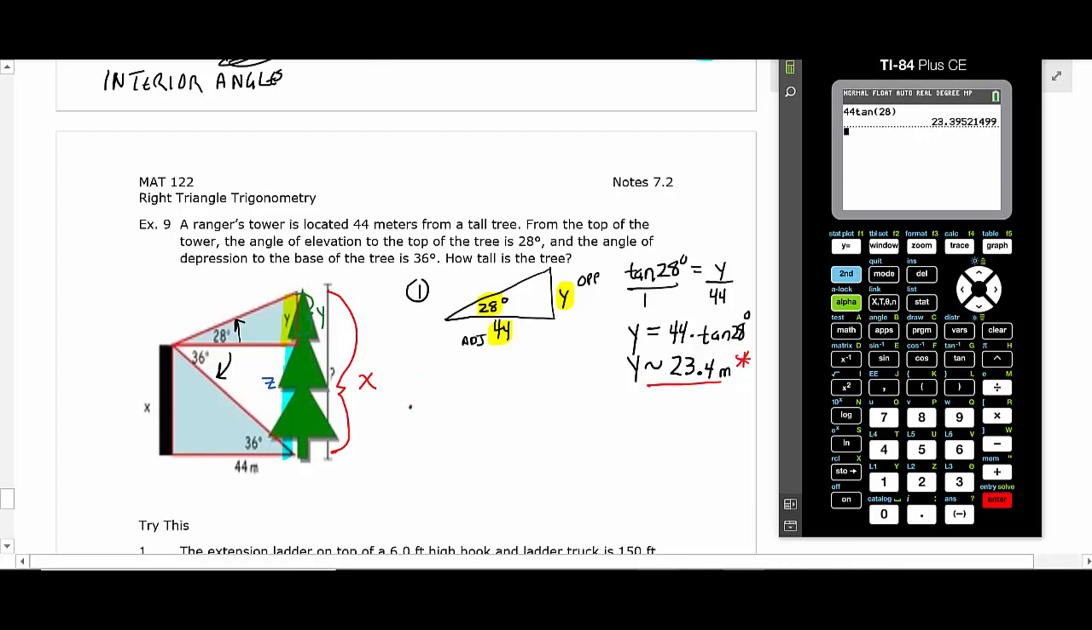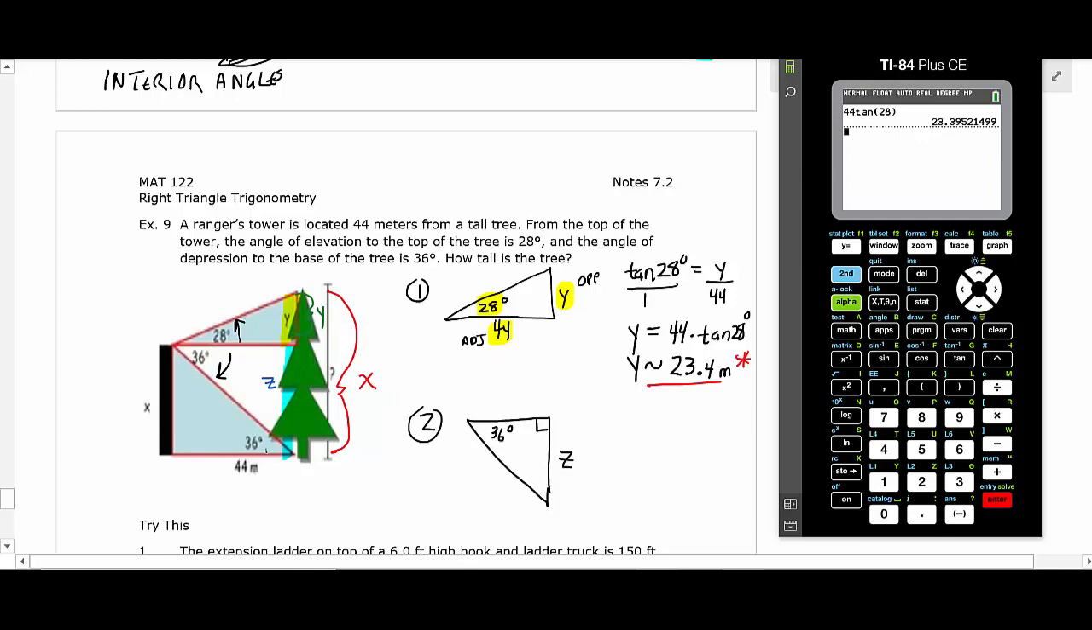Now, the second thing we're going to do is look at this triangle here, or this one. It's all the same. I'm going to go ahead and write this right triangle out right here. So in this right triangle, you would have Z here. Your right angle would be there. You'd have 36 degrees there.